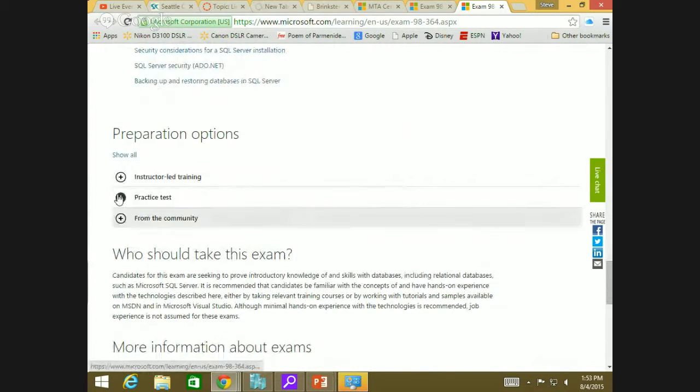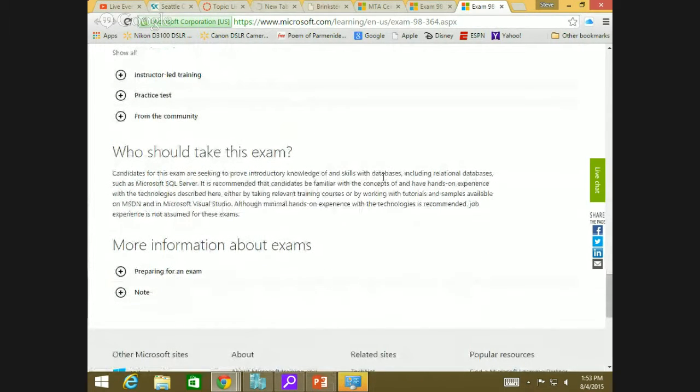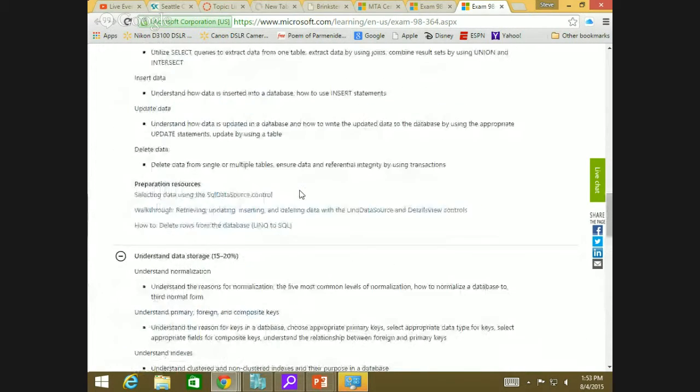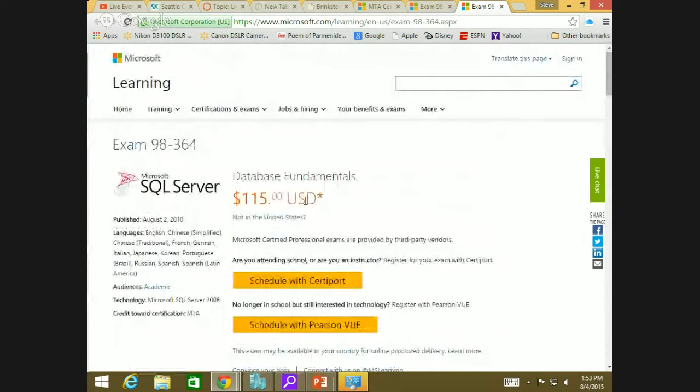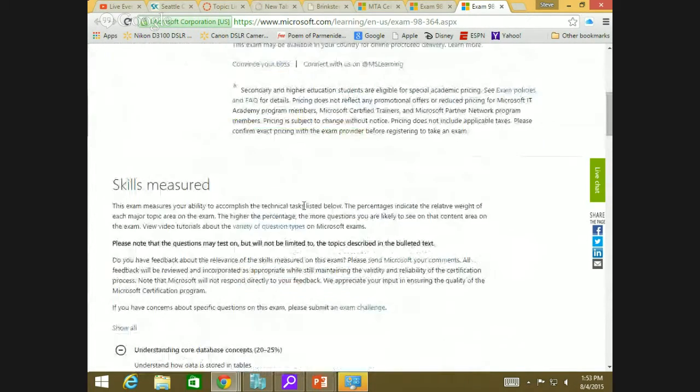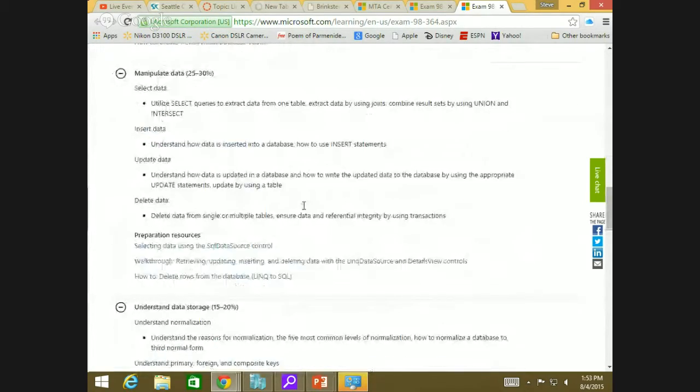And then there's some preparation options. And this is, who should take this? Candidates for this exam are seeking to prove introductory knowledge. So this test, as I said, shows that you took a course in database. It's basically what it shows. Basically, everyone I talked to said it is not useful.